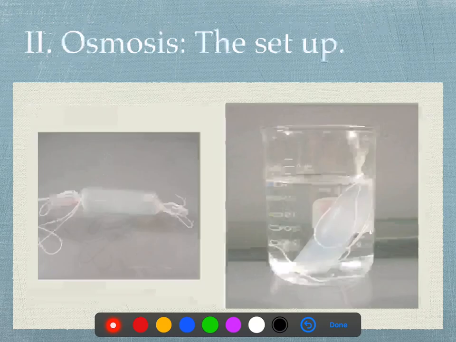Okay, let's look at the next exercise. This one covers osmosis. And remember, osmosis is the diffusion of water through a semi-permeable membrane until reaching equilibrium. This lab exercise is really cool. In this one, we use dialysis tubing.